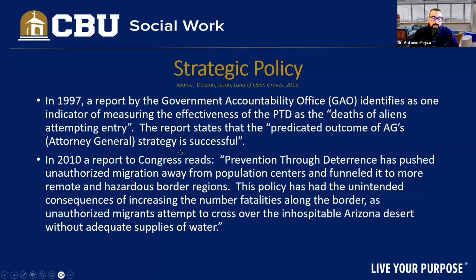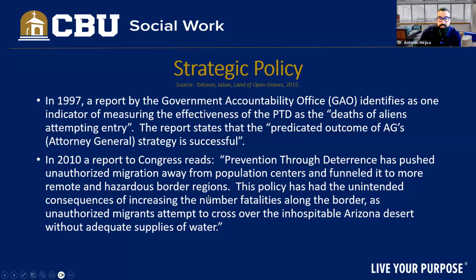And there's a couple of pieces of evidence that actually lead us to believe that the US government has been knowledgeable of the deaths and the harsh conditions that have occurred in the Sonora Desert as a result of this shift in policy. In fact, in 1997, there was a report by the Government Accountability Office that identified, as one indicator of measuring the effectiveness of protection through deterrence, the deaths of aliens attempting entry. The report states that the predicted outcomes of the Attorney General's strategy were successful. So this is a disturbing piece to read, right? But the reality is that if individuals die crossing the border, there's fewer individuals entering into the United States. Something very sobering for us to think about.